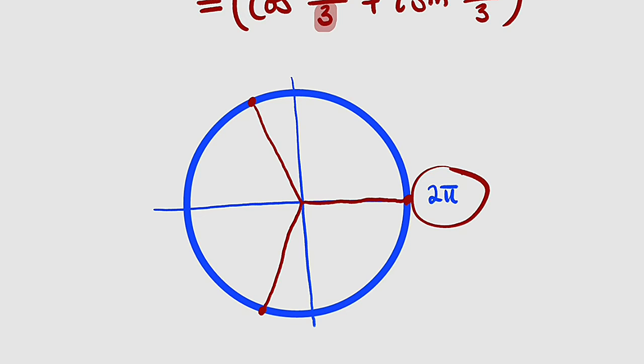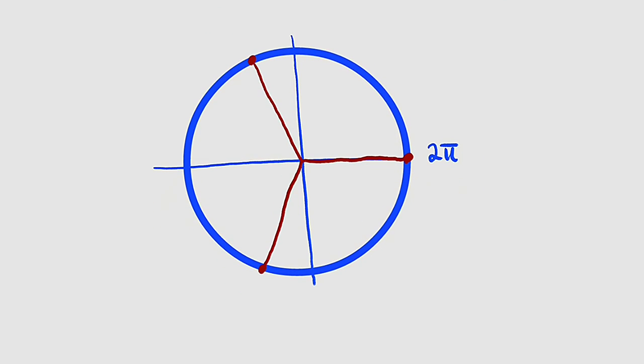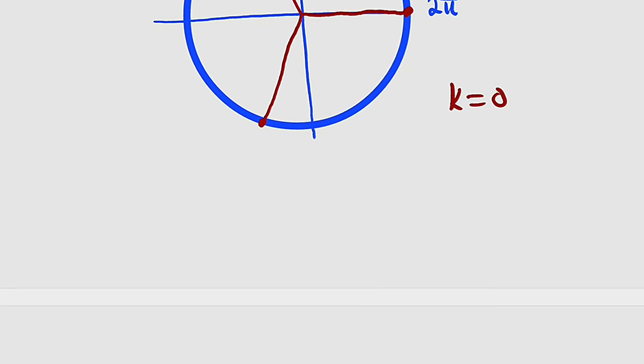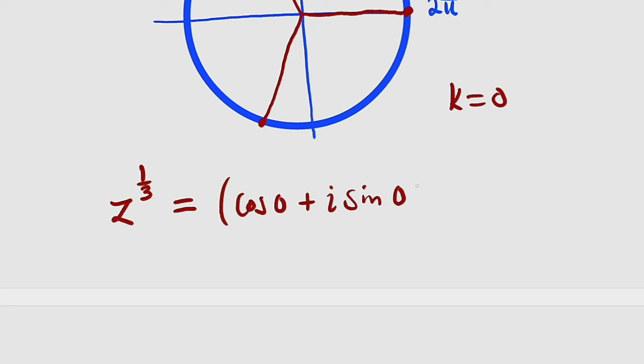Now let us start with this terminal point by setting k equal to 0. If k is equal to 0, we have cosine 0 plus i sine 0. So z to the power of 1 over 3, which is the cube root of 1, is equal to cosine of 0 plus i sine of 0. Cosine of 0 is 1 and sine of 0 is 0, so we have only 1. You see, the cube root of 1 is equal to 1.